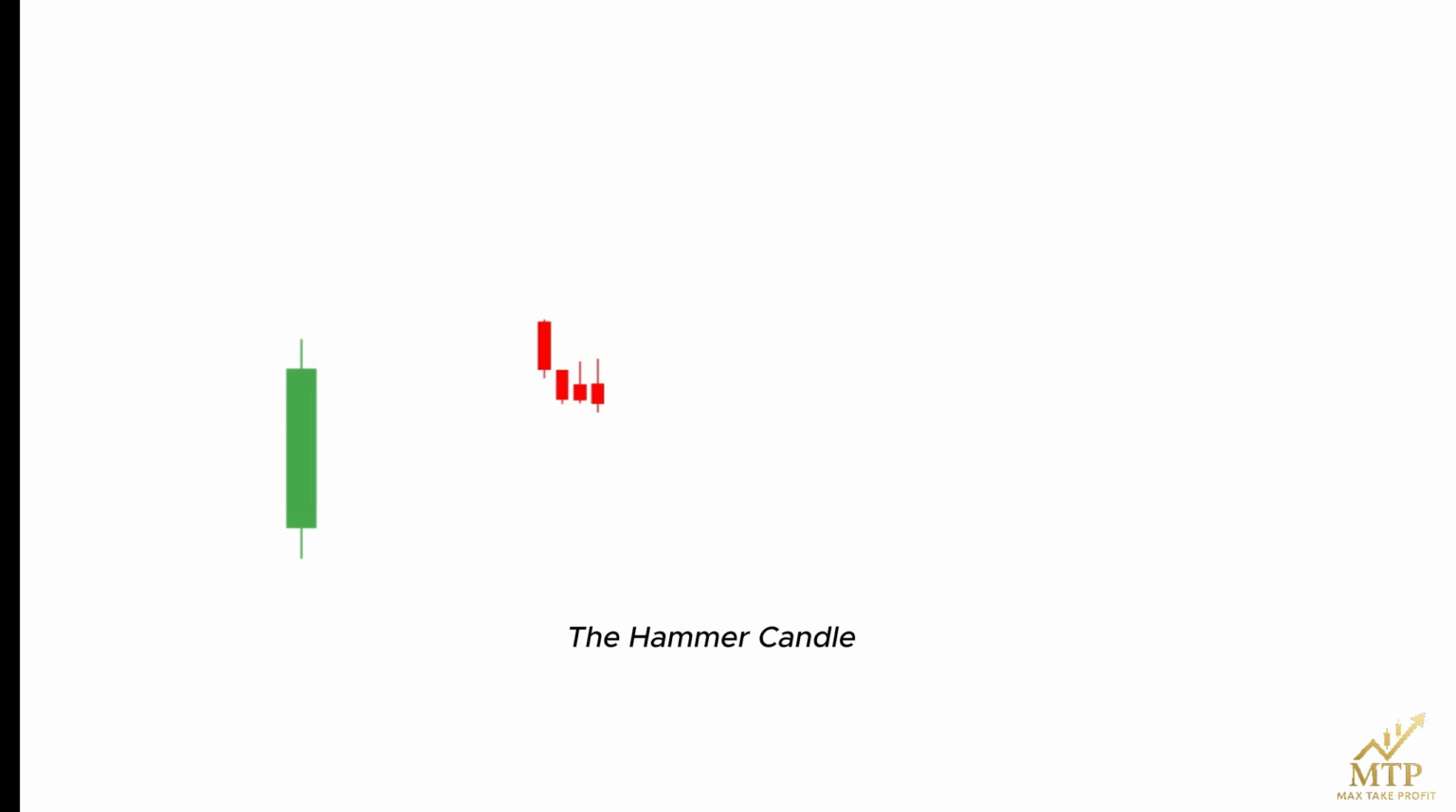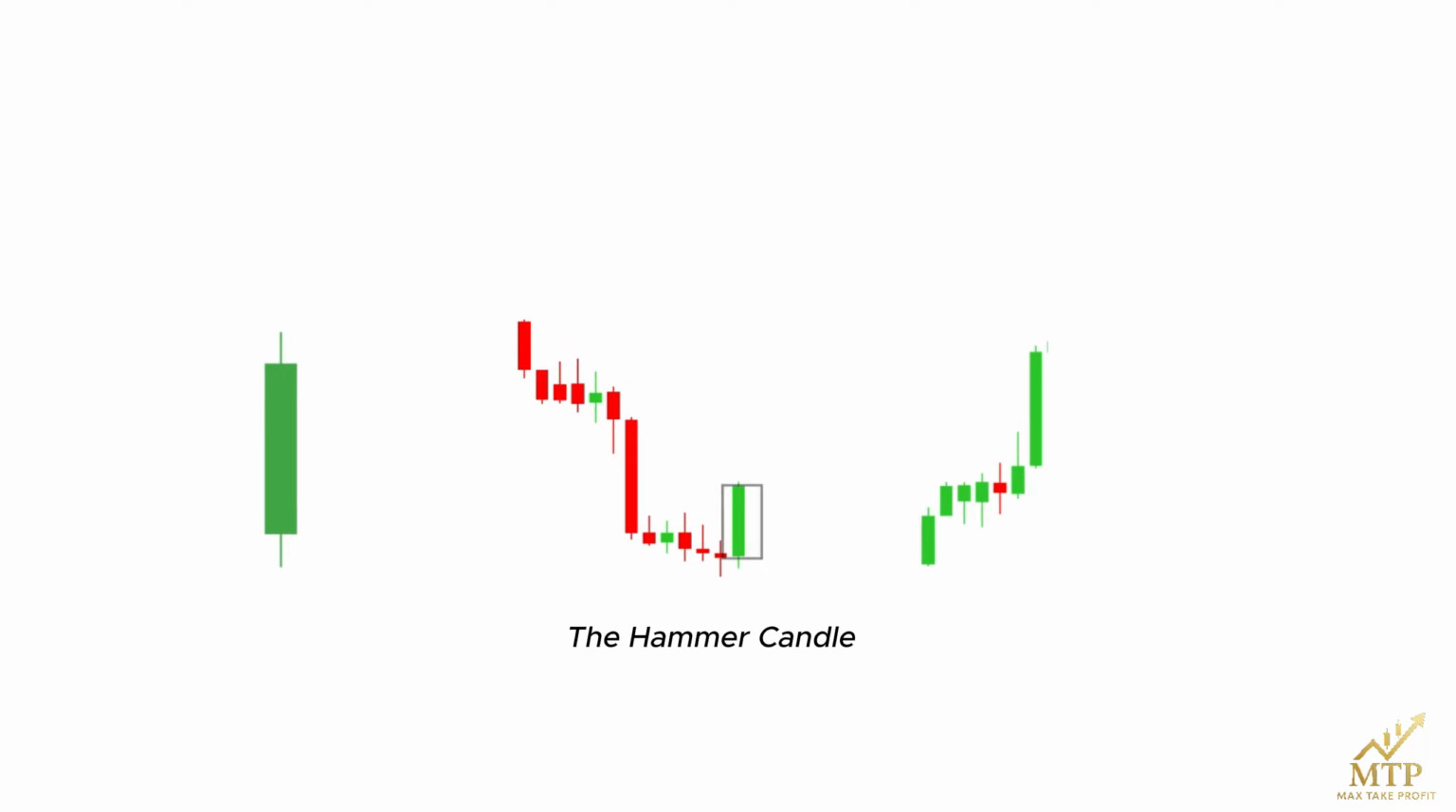The engulfing candlestick. The first one is the engulfing candle. It has a large body that completely engulfs the previous candle, with very small or no wicks. This pattern often signals a strong reversal. When a bullish candle engulfs a smaller bearish one, it means buyers have taken control. And when a bearish candle swallows a bullish one, it shows sellers have regained dominance.